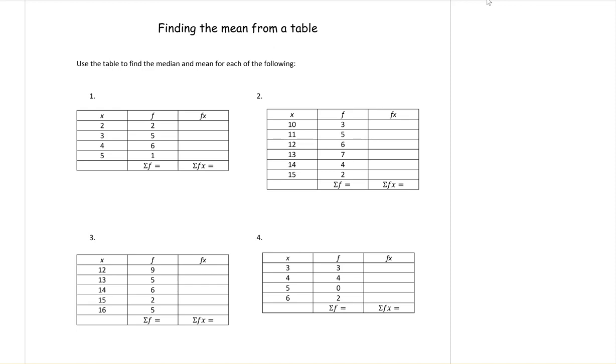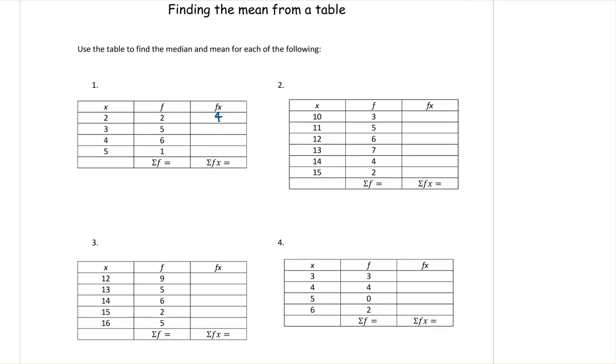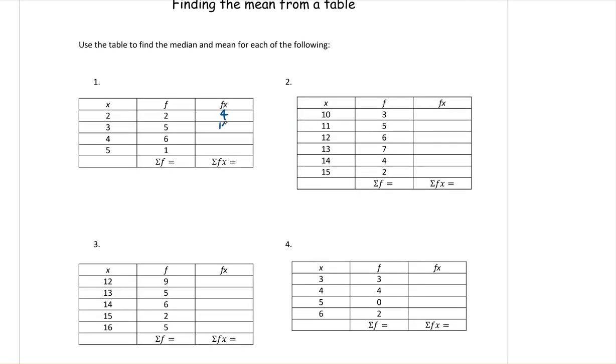So instead, we add an extra column to the table, which is called the FX column. F stands for the frequency and X is the score. When things are next to each other, we know from algebra that means that we times them. So to fill in that column, you multiply the F, which is 2, times by the X, which is also 2. 2 times 2 is 4 for that first one. Then you do 3 times 5 is 15. 4 times 6 is 24. And 5 times 1 is 5.